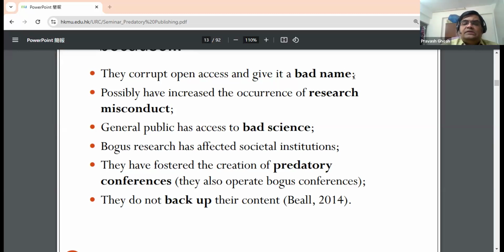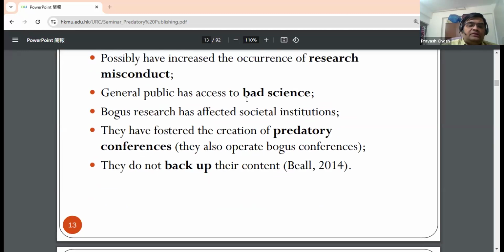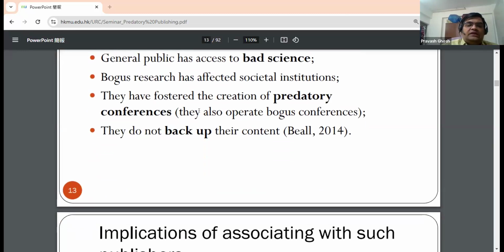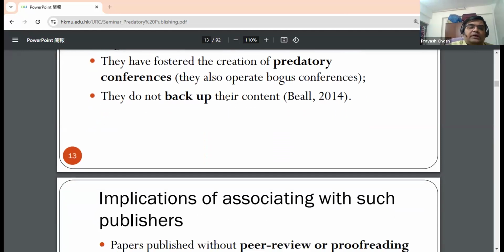So open access is a way. Previously, 15-20 years ago, there was no open access, so chances of predatory were less, but it is increasing nowadays. They have even fostered predatory conferences. Some conferences are also very predatory. They will tell you to pay this sort of money and your paper will be in this journal, and then you will not get them. They will simply vanish one day.